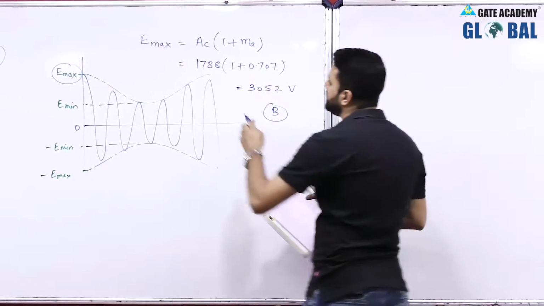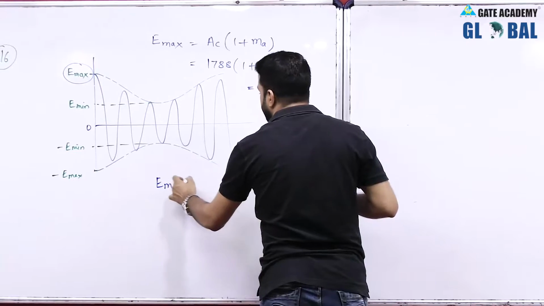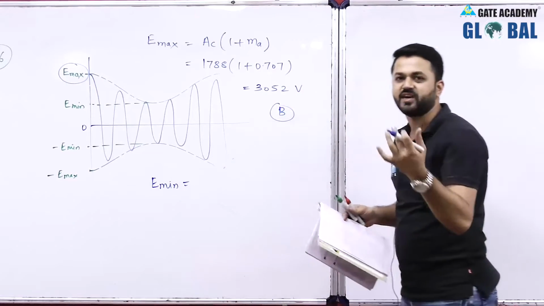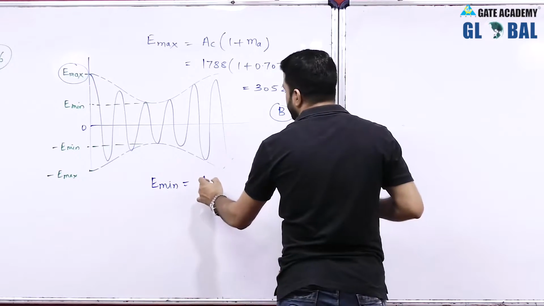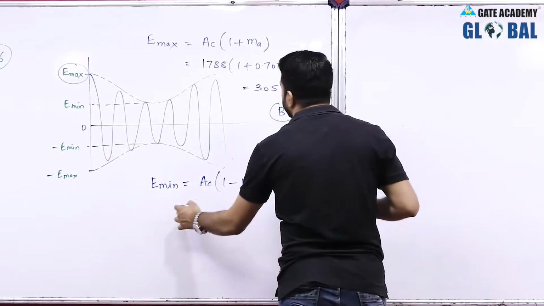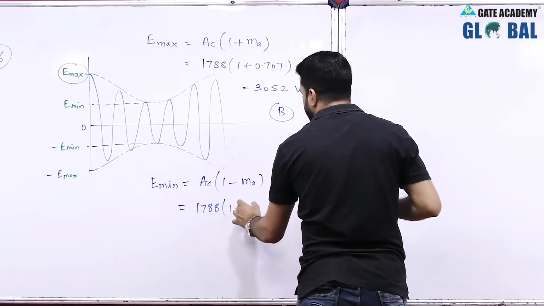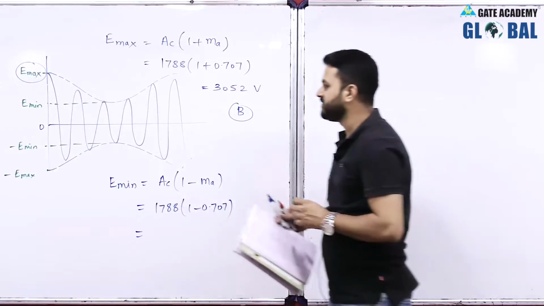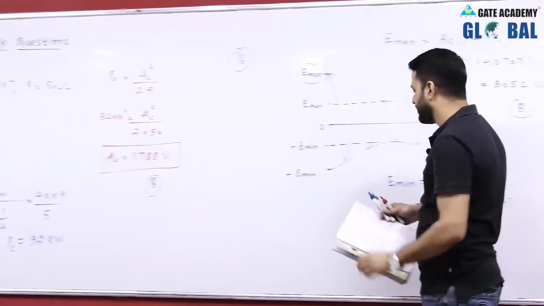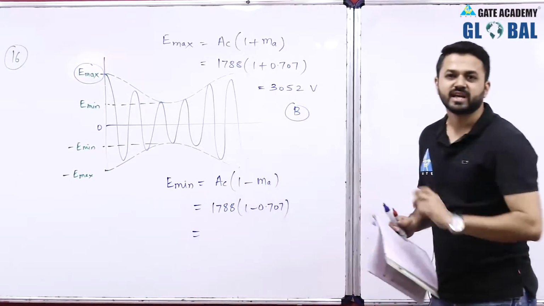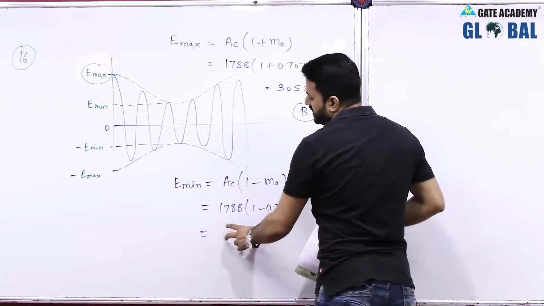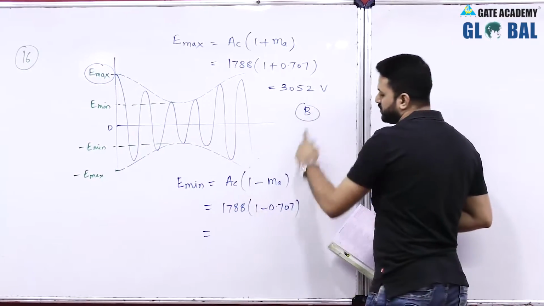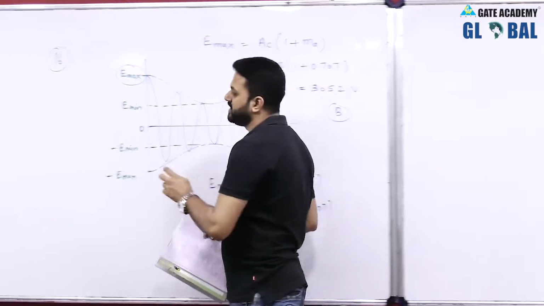And if we had to find the minimum amplitude of the carrier after modulation, the minimum amplitude is Emin. So it would have been AC into 1 minus MA. So this is 1788 into 1 minus 0.707, whatever the value will be, you can solve this. The average value of this maximum and minimum value is also the carrier amplitude. So after solving this equation, you can take the average of Emax, 3052, and this value, and this average should be 1788.